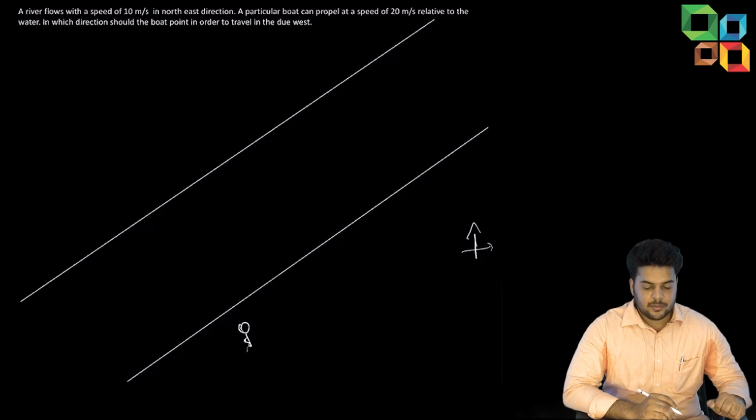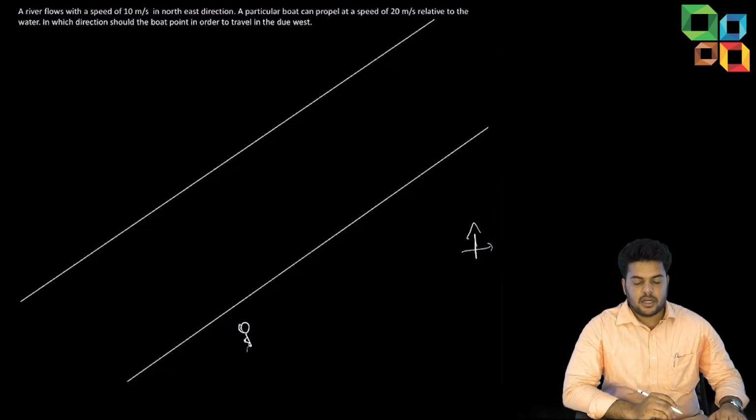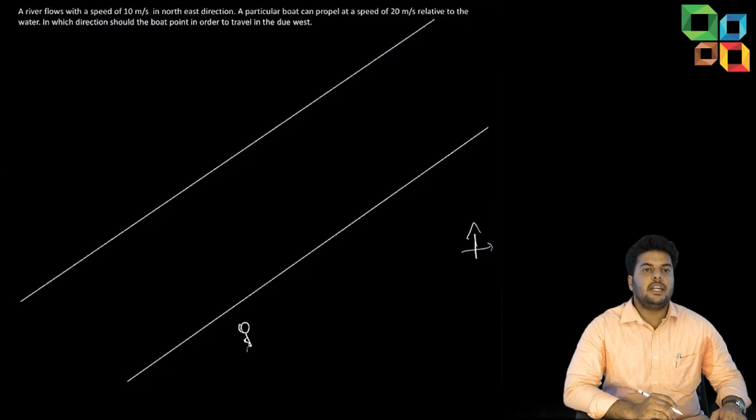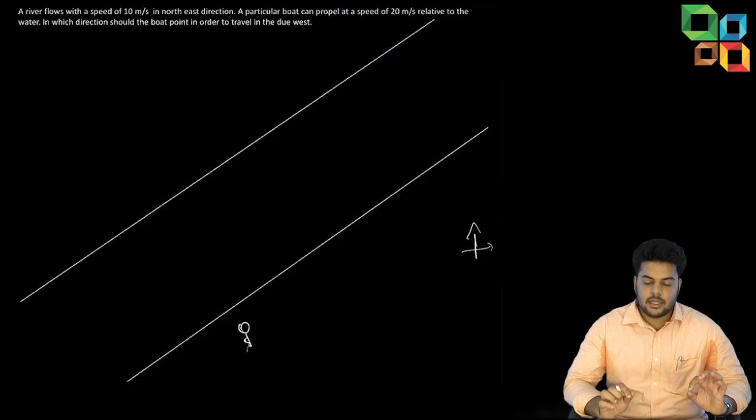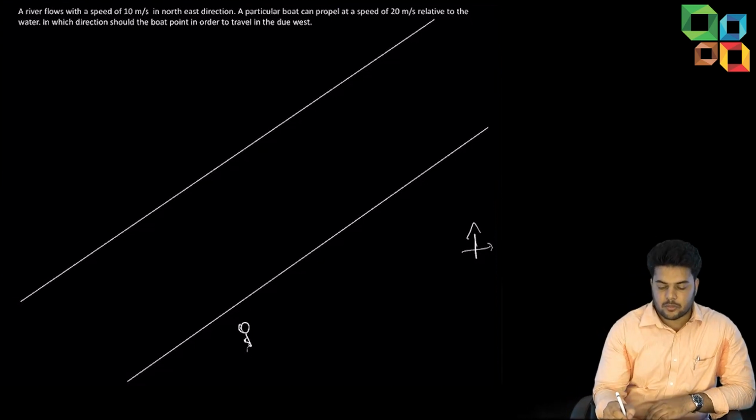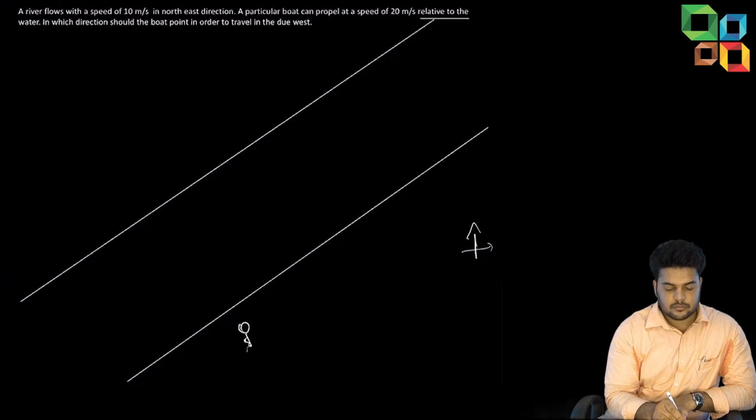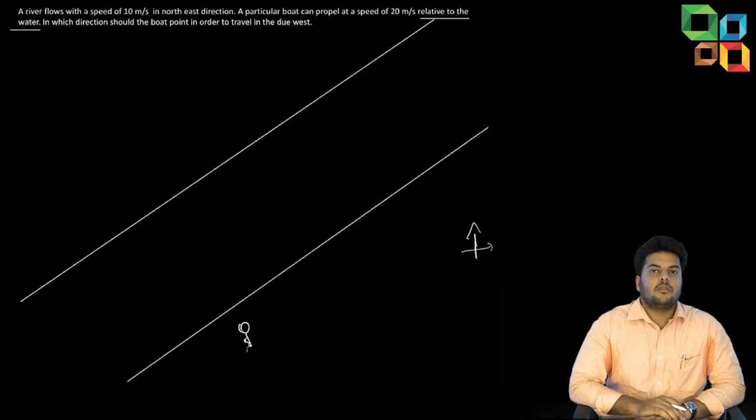10 meter per second in the northeast direction. A particular boat can propel at a speed of 20 meter per second relative to the water. Now that statement is important to me. Relative to the water. What does that mean? Frame of reference is water, which means for water the boat moves at the speed of.